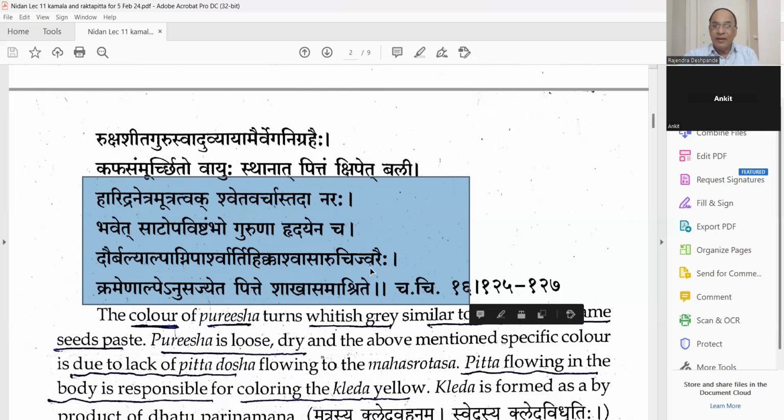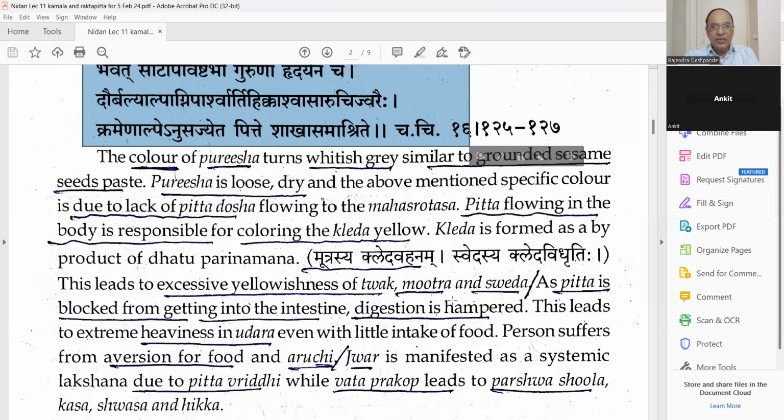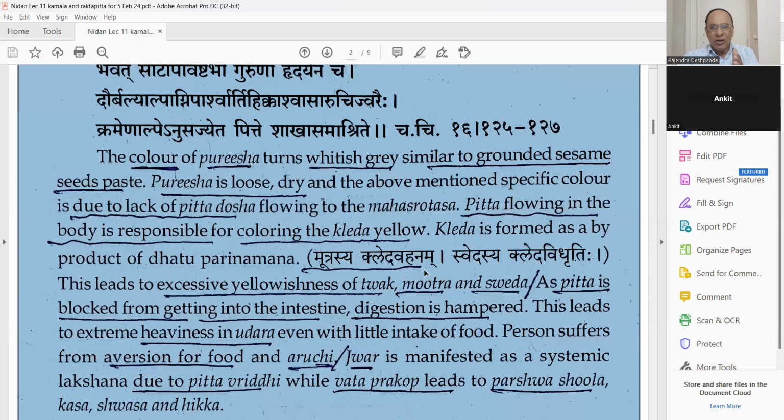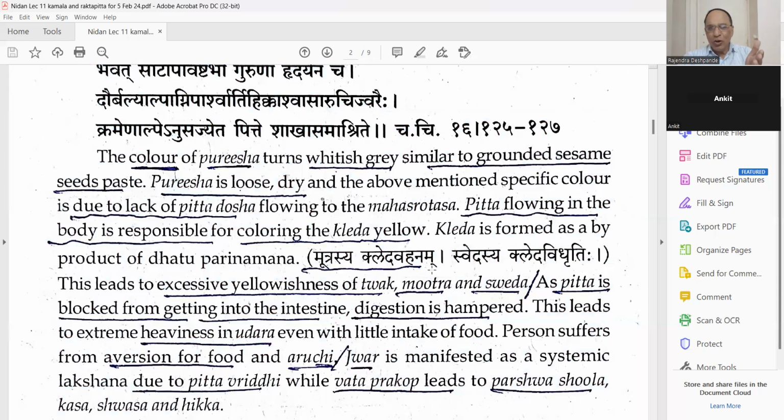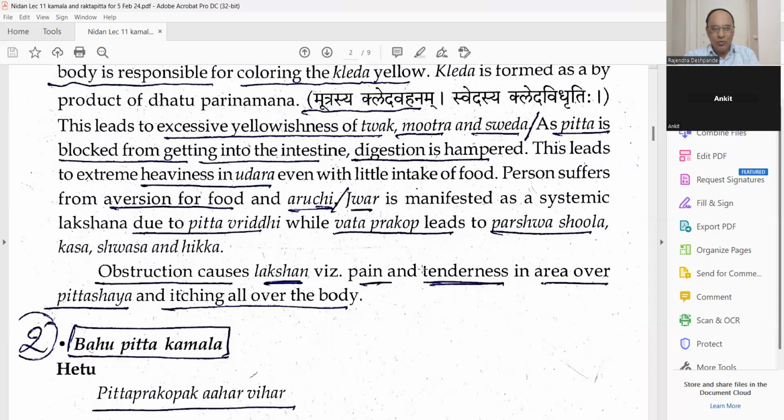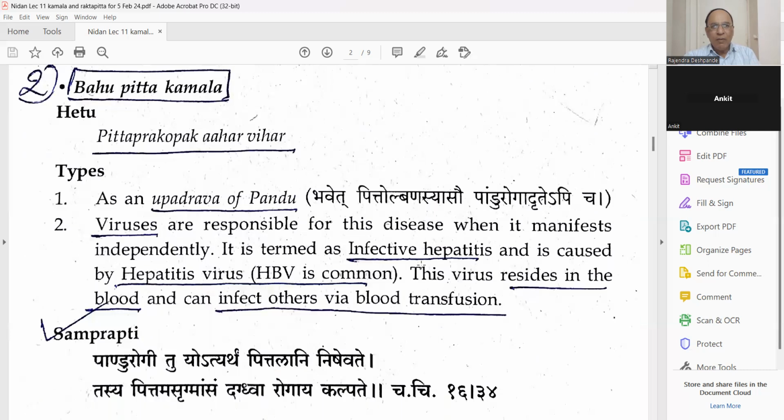Mild fever will be there. Kramen alpas anusajjet pitte shakha shamachi. This is the name of that particular Kamala. So here you can see the same thing. Whatever I have mentioned, I think I should not read it because I have explained all these things to you. Okay. Now we will talk about Bahupitta Kamala.